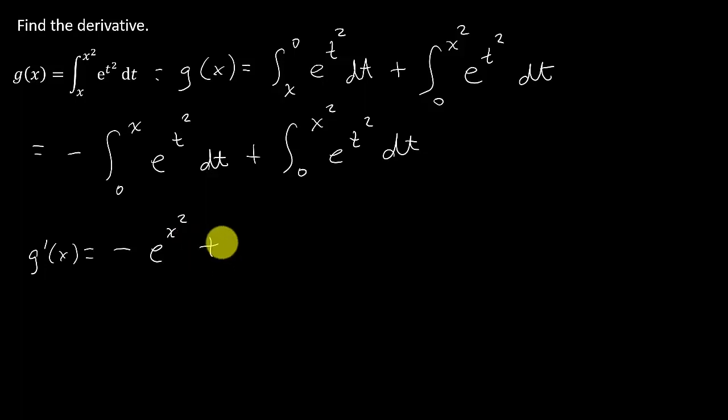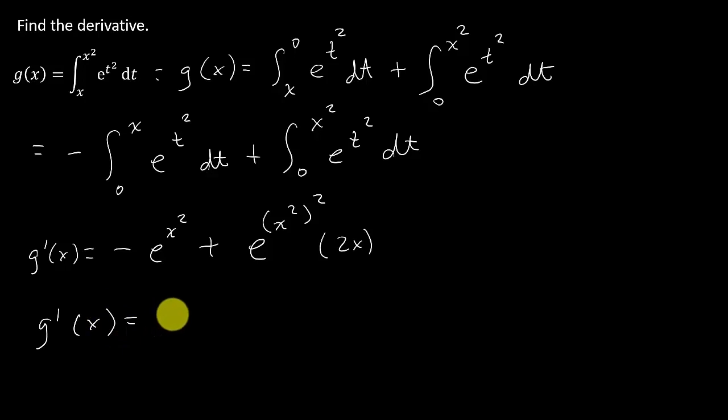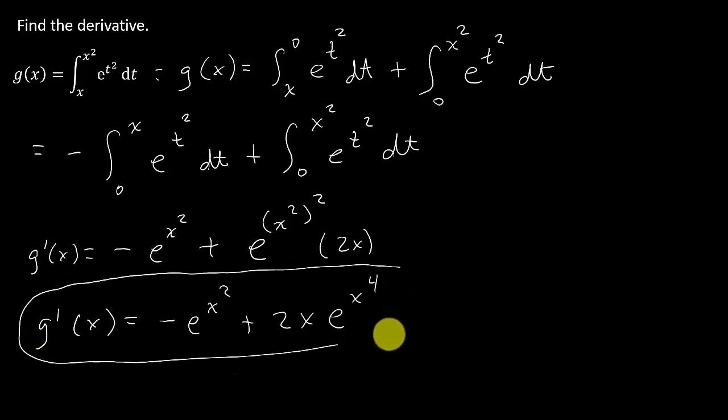All right, and then plus, now I'm going to plug the x squared in. So that's e to the x squared squared, replacing the t with x squared, times the derivative of this. So that's times 2x. And so g prime of x is equal to negative e to the x squared plus 2x e to the x to the 4th. And this would be your answer.